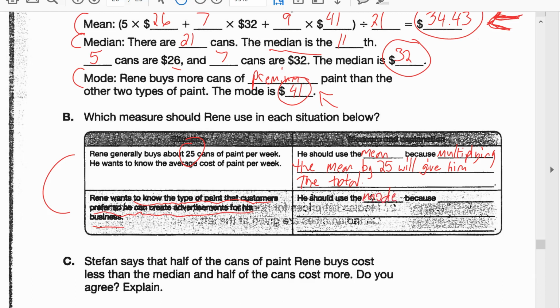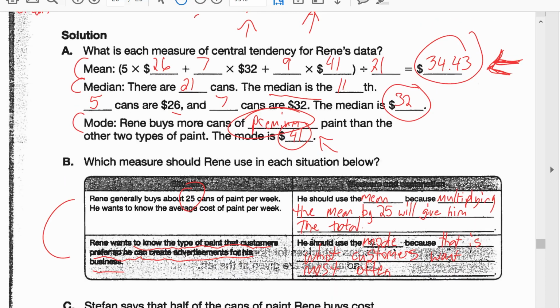Because which one was the most popular? Most popular was premium. So that's what customers want. So he should use mode because that is what customers want most often. So he most often sells premium paint, but obviously he spends less because he also sells the other types.